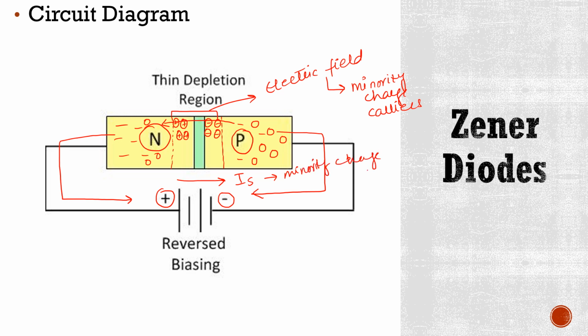And in this case, we know that due to this thick depletion region, there will be no flow of majority charge carriers, and we know that due to the movement of these majority charge carriers, diffusion current is generated. So it means in case of reverse biasing, saturation current is greater than diffusion current. Okay, so this is the working of Zener diodes.